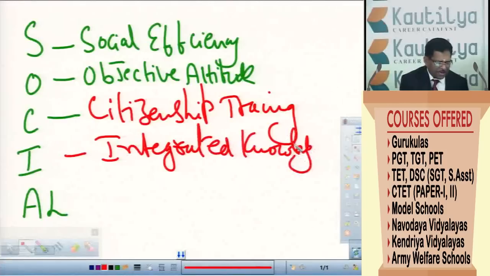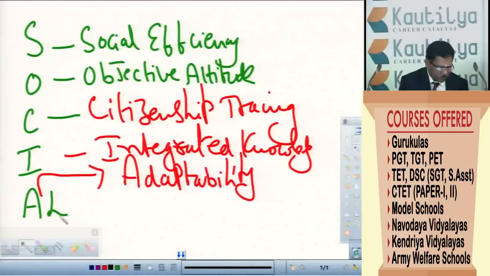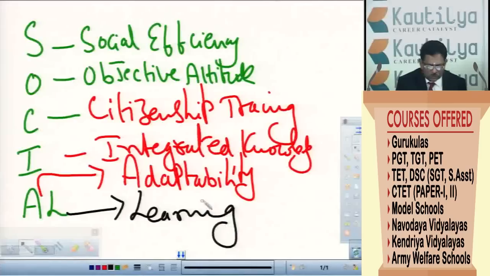And A stands for adaptability. And L stands for learning. These are what we call the nature of science. We can say that the value of science, the aims of science.